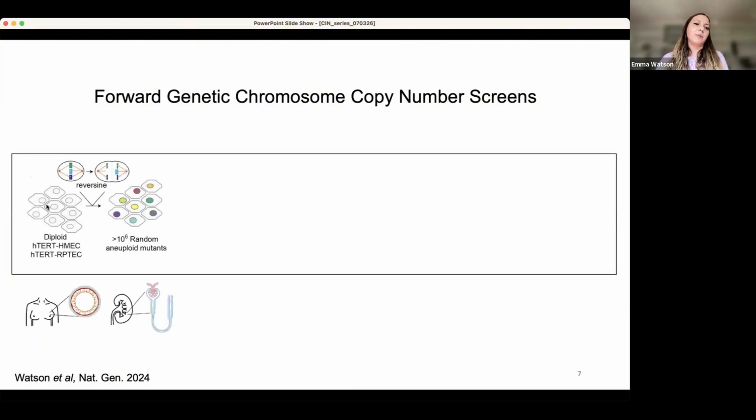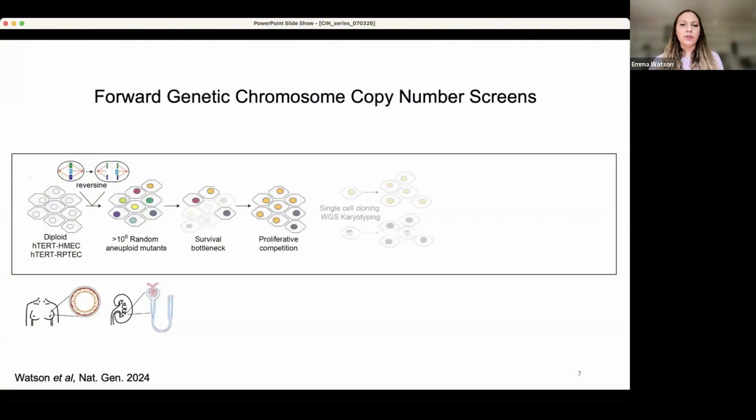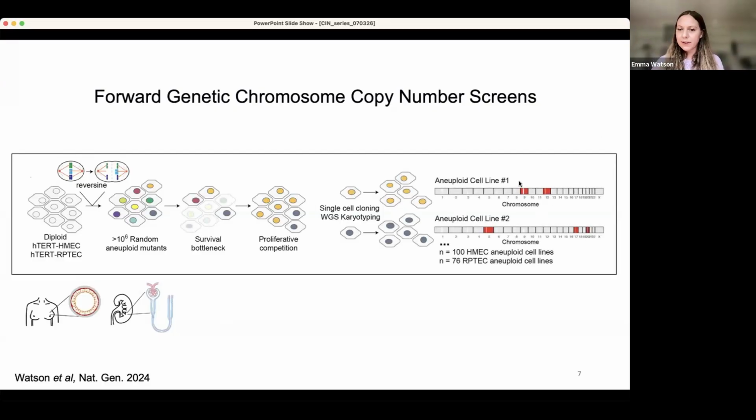And so we started with diploid epithelial cells that are hTERT immortalized, but otherwise untransformed. There aren't any oncogenic or tumor suppressor mutations in these cells, as close as we can get to normal cells. We treat them with a spindle assembly checkpoint inhibitor called reversine, which creates random, mostly whole chromosome copy number alterations within a population. We did this in a mammary and a renal cell background. And then we just let these cells compete in culture and then single cell cloned from the proliferatively fit population. And then we used low pass whole genome sequencing to basically count copy number.